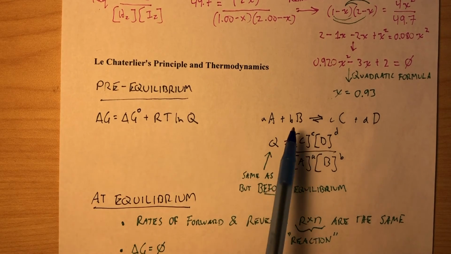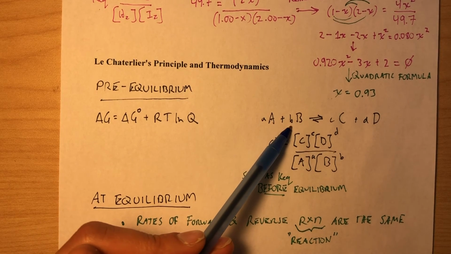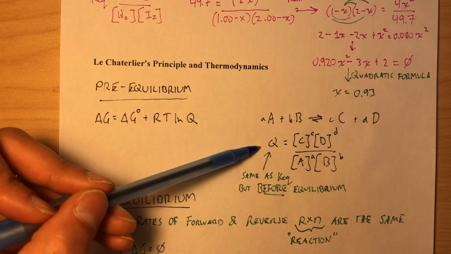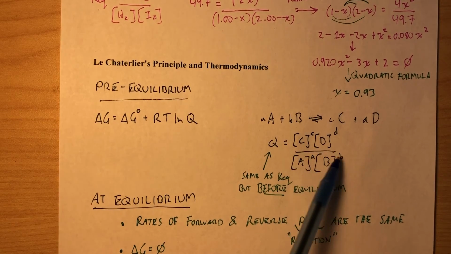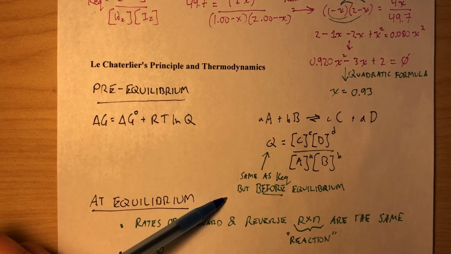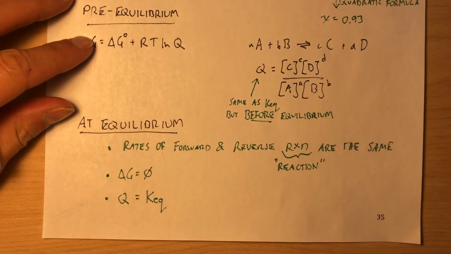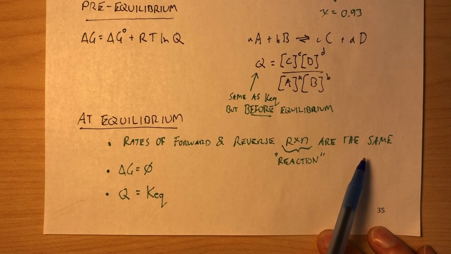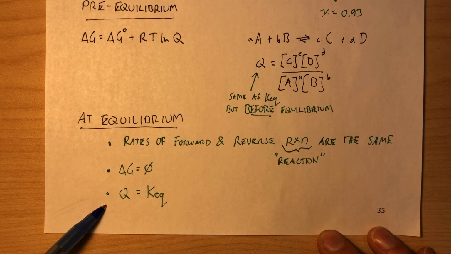So what's going on here? Let's revisit our reversible reaction. Components A react with components B to form C and D. We have Q is equal to the concentration of our products raised to their coefficients divided by the concentration of our reactants raised to their coefficients. Q is the same as K except before equilibrium. At equilibrium, our rates of forward and reverse reaction are the same. At equilibrium, delta G is equal to 0. And at equilibrium, Q is equal to K equilibrium.